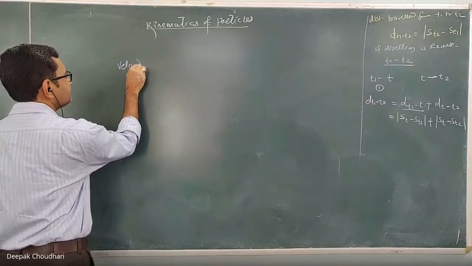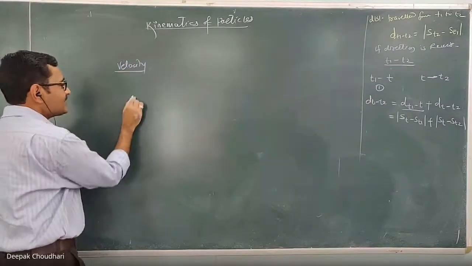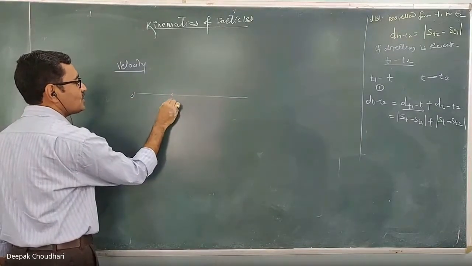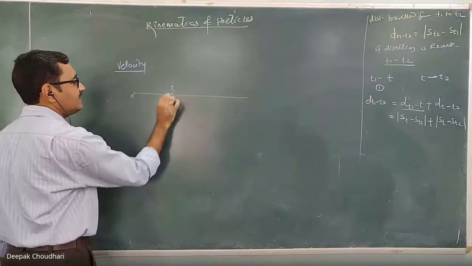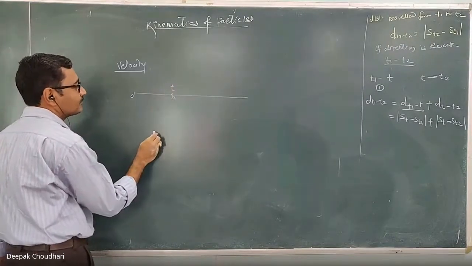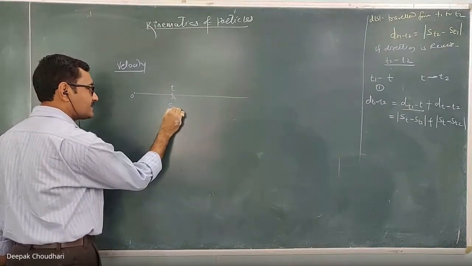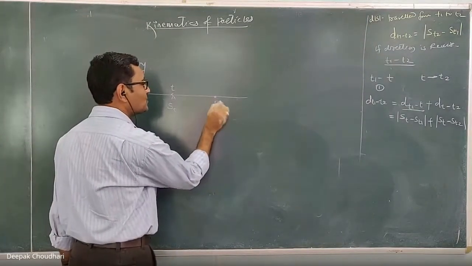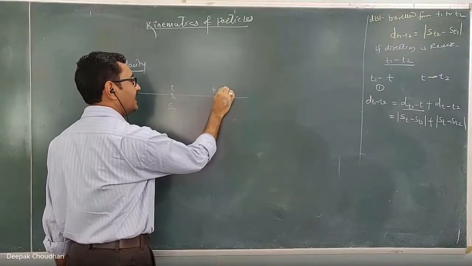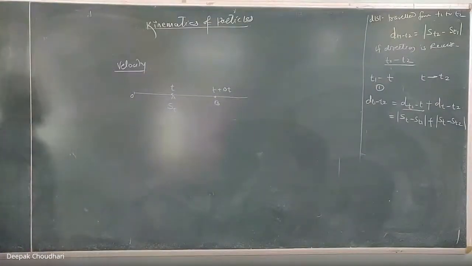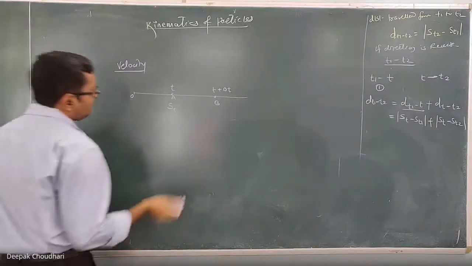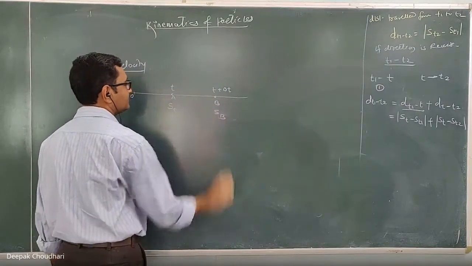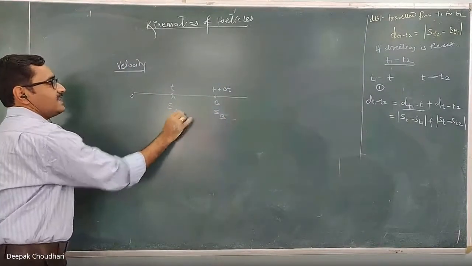So what is the velocity? Okay. Now let's consider one particle is moving along this straight line. Let this be the origin, and let A be the position of the particle at time t. Here the displacement is S, let the displacement be SA. And let B be the position of the particle at time t plus delta t, where the displacement is SB.